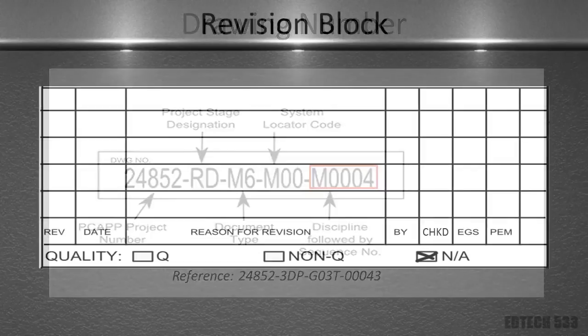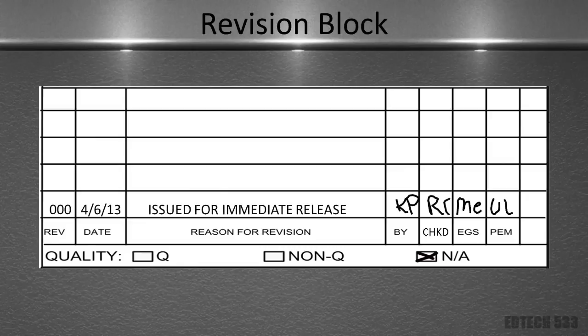Above the title block, we have the revision block. A revision block tells us the revisions that have been made to that particular drawing. All drawings start with a revision number of 000.